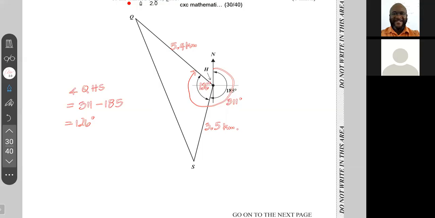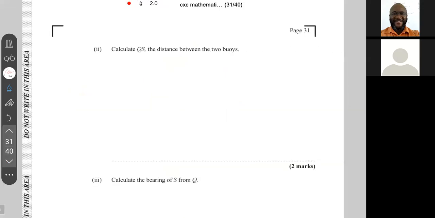So we're asked to put in this angle. It's 126. Guys, calculating it is not enough. The examiner specifically asks you to put it in. So you must put in the angle 126. What else? We're to calculate QS, the distance between the two buoys.